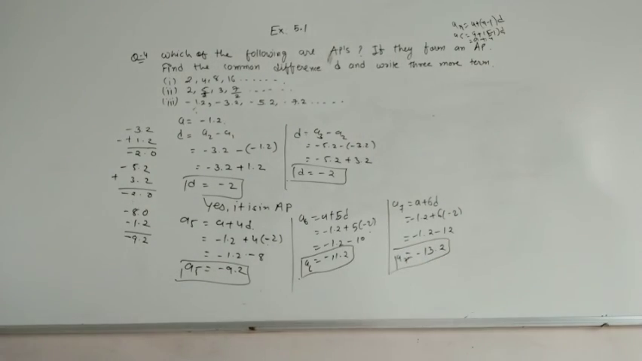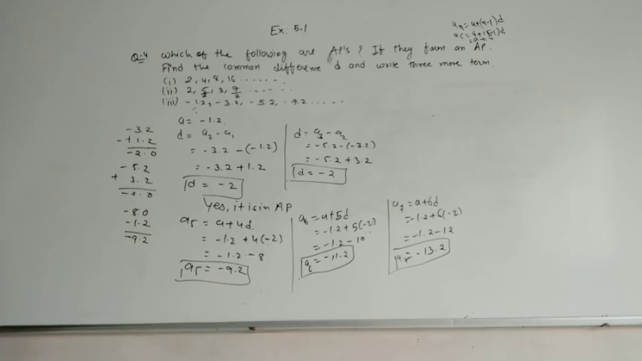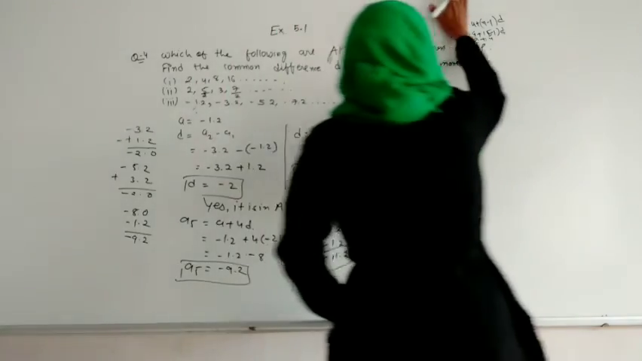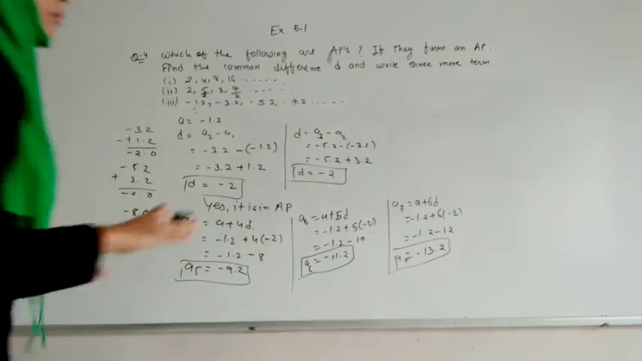So here this is the concept in which we are finding a as well as d, and we are substituting. If it is in AP, then we are finding 3 more terms. So this is the concept of this question. I hope you understood.